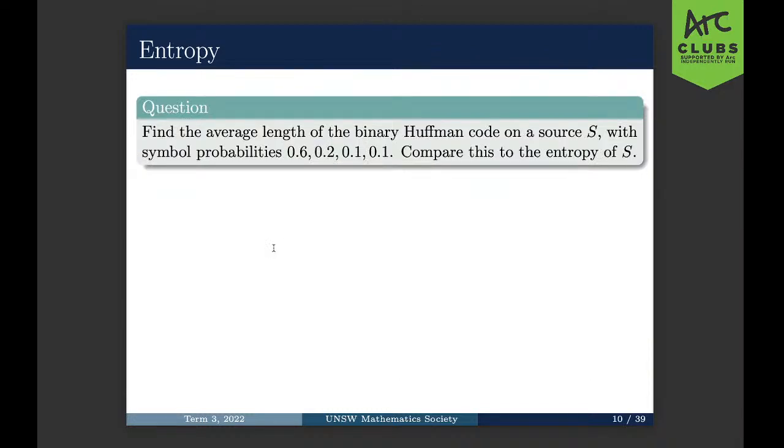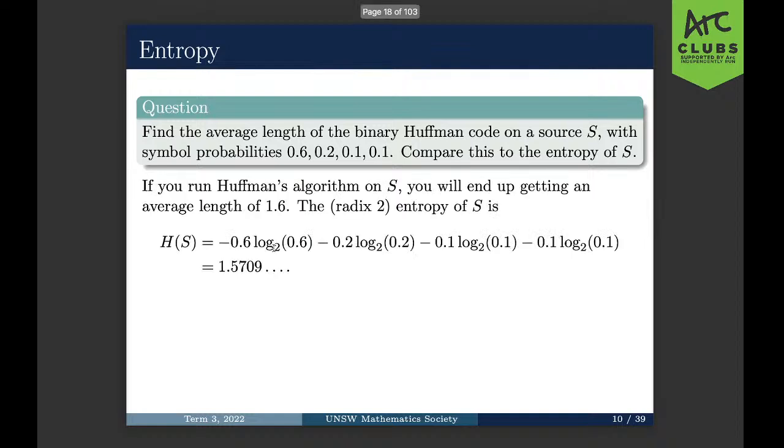So here's a question. Find the average length of the binary Huffman code on the source S with symbol probabilities 0.6, 0.2, 0.1, and 0.1. Compare this to the entropy of S. I'm not actually going to show you how to get the Huffman code because you can refer back to either the lectures or the Monday session. But I'm just going to tell you that if you run Huffman's algorithm on S, you're going to have an average length of 1.6 here.